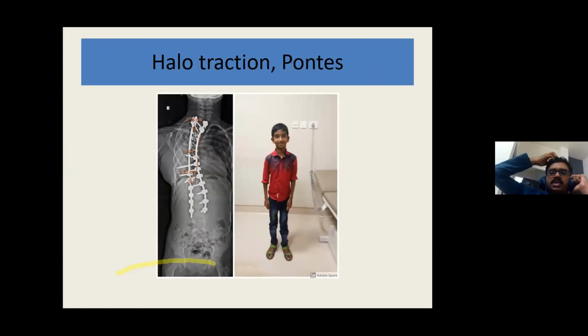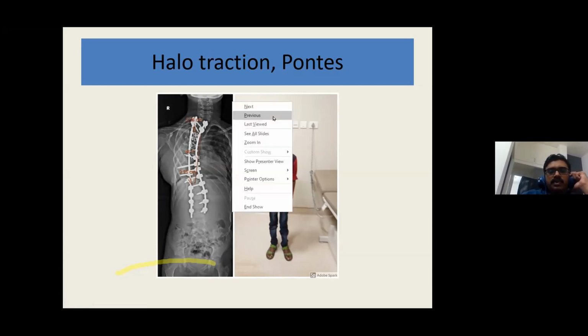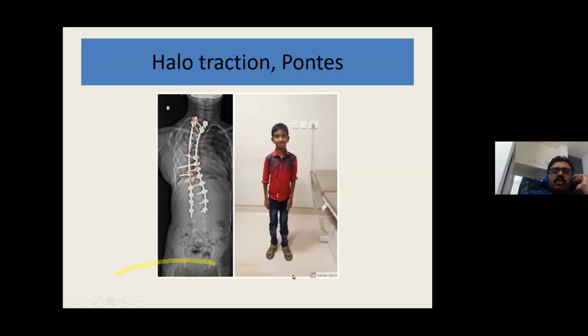And then once the curve showed some pliability in the halo traction, we went in with the idea of doing multiple releases and posterior pedicle screws, and the curve was corrected. And this is from where we started initially to where we are now. So this is an extent from D2 to L4. D2 to L4 was instrumented, and this is how the nice balance is attained.